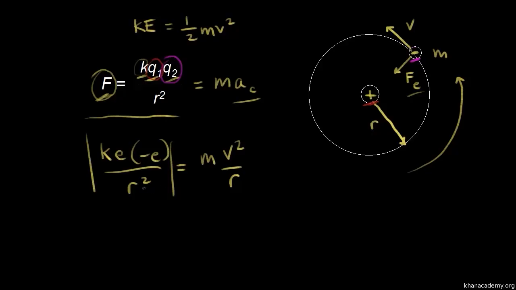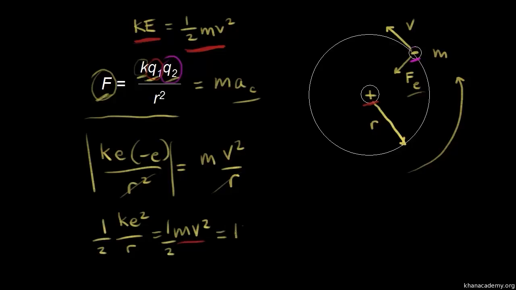We can also cancel one of the r's. So if we only care about the magnitude, on the left side we get k e squared over r is equal to m v squared on the right side. And you can see we're almost to what we want. Our goal was to find the expression for the kinetic energy, which is half m v squared. Here, we have m v squared. So if we multiply both sides by half, now we have an expression for the kinetic energy of the electron. So half m v squared is the kinetic energy, and the kinetic energy is equal to half k e squared over r.